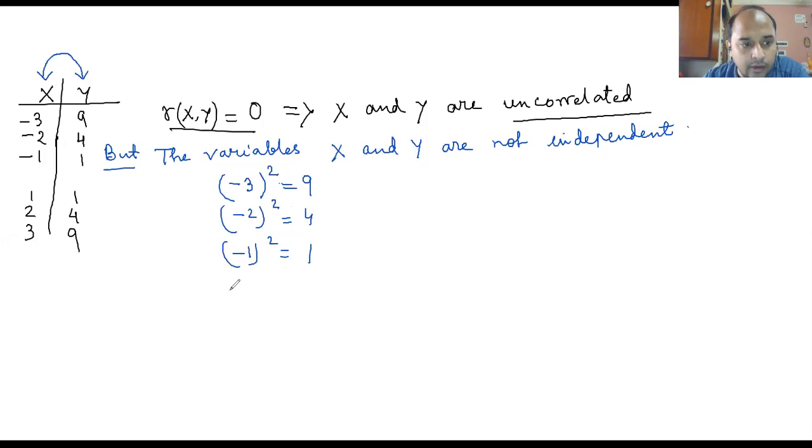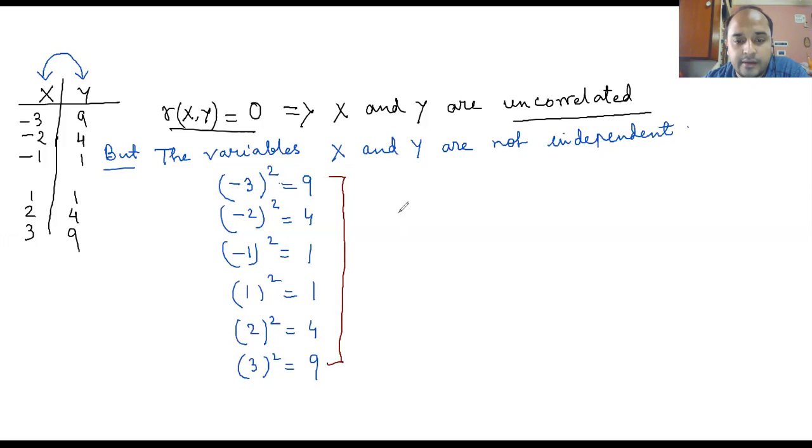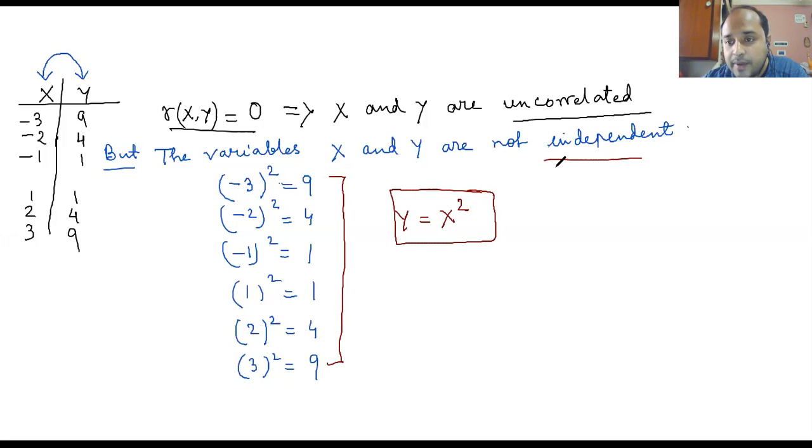And when I take the square of 1, we got 1. When we took the square of 2, we got 4. When we took the square of 3, we got 9. And that means in general you can write it as capital Y is actually capital X squared. So there is a kind of relationship between the two. So they are not independent.